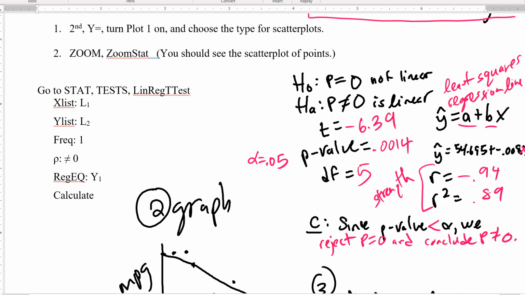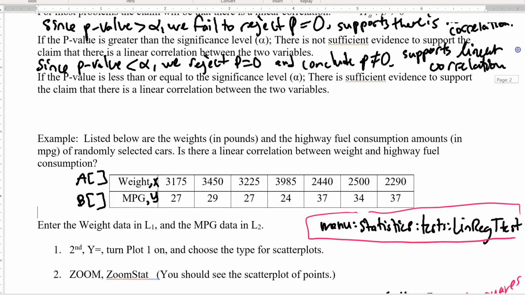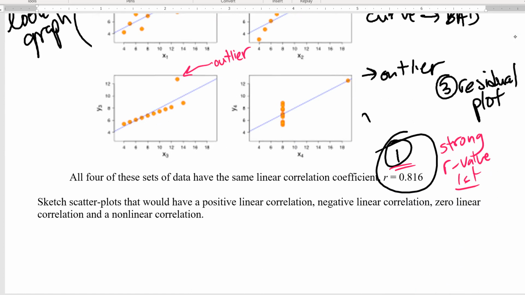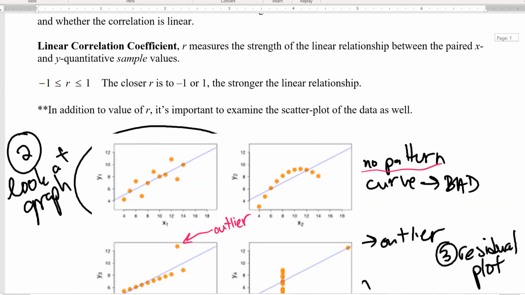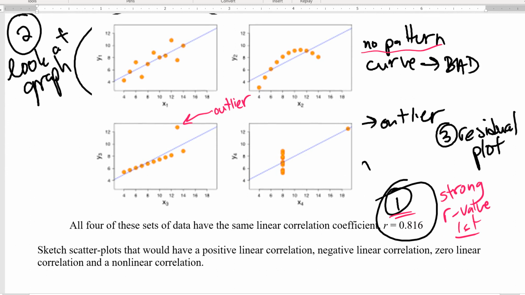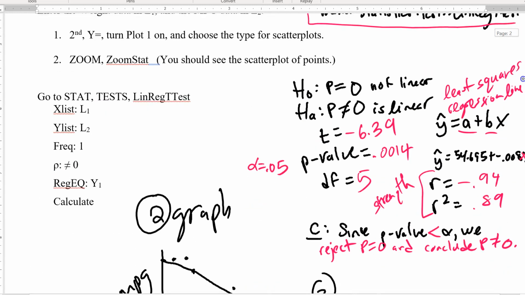What I would want you to do is this, and we've already started talking about this. First, look at the r. If it's close to 1 or negative 1, call it strong. Second, look at the graph. Third, look at the residual plot. You're like, what the heck's a residual plot? We'll talk about that right now.